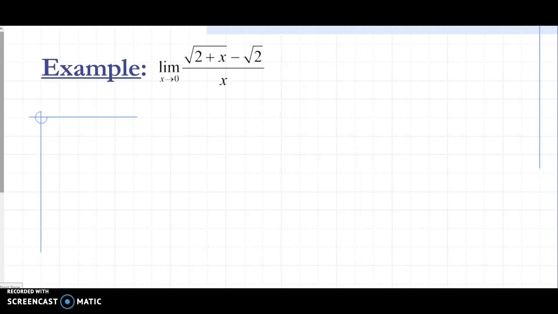Alright, let's have you try this one. As a hint, you will want to multiply by the conjugate of the numerator. That will help you. So go ahead, put me on pause.